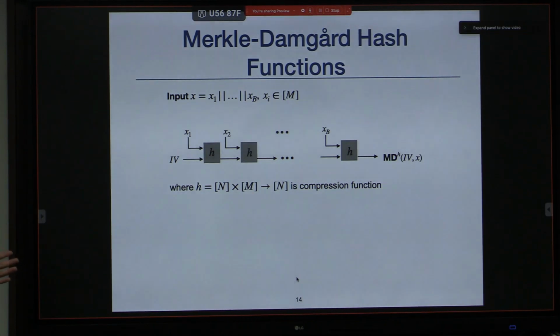So this is one of the practical constructions of hash functions. Because otherwise, how would you construct a function that takes any arbitrary length input and outputs a fixed length? So this was one of the constructions, one of the most popular constructions.